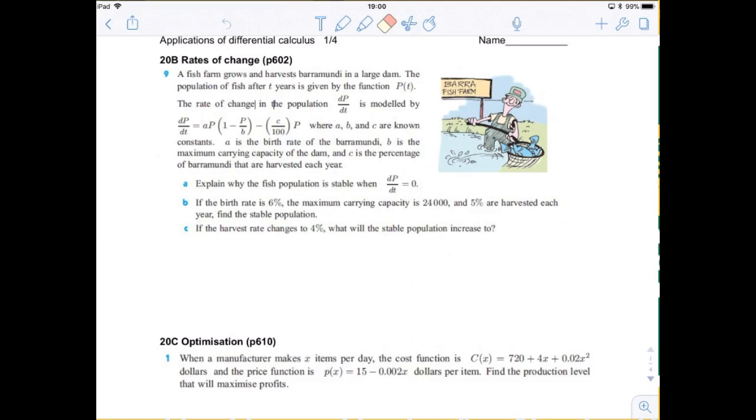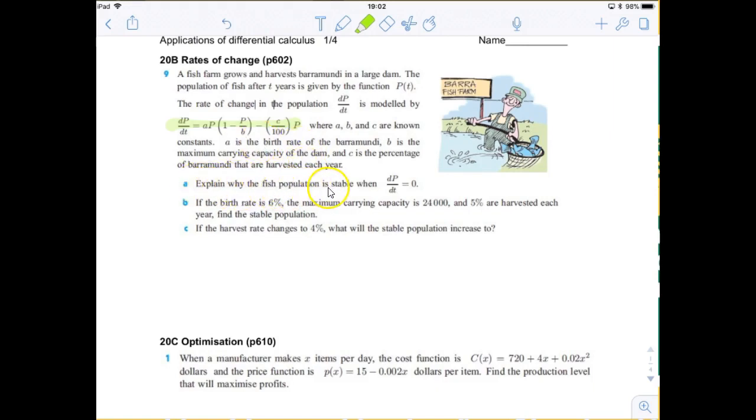The rate of change in the population, dp dt, is modeled by that function there, where a, b, and c are known constants. A is the birth rate of the barramundi, b is the maximum carrying capacity of the dam, and c is the percentage of barramundi that are harvested each year. Just to note, b, the maximum carrying capacity, means the number of fish that can live in this environment. Okay.